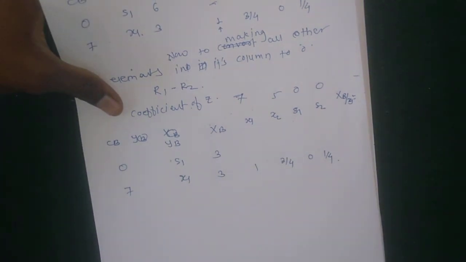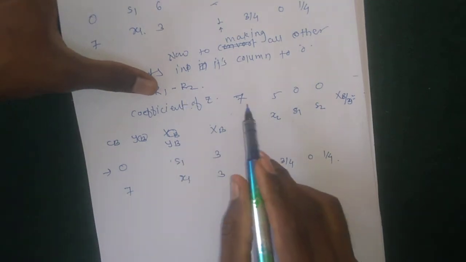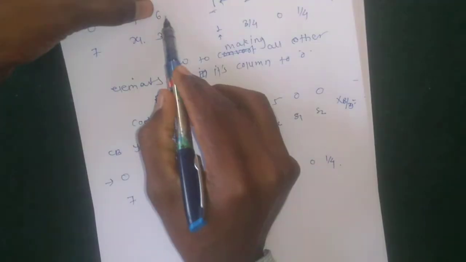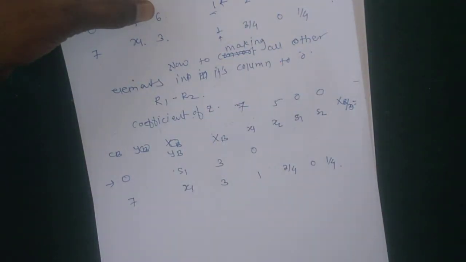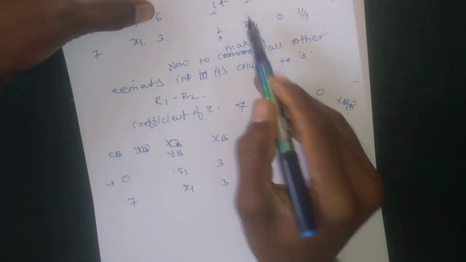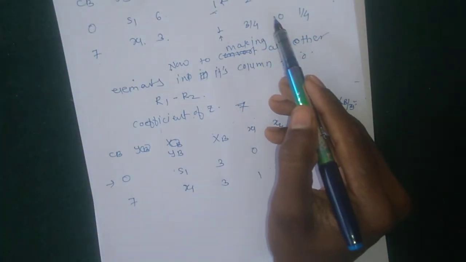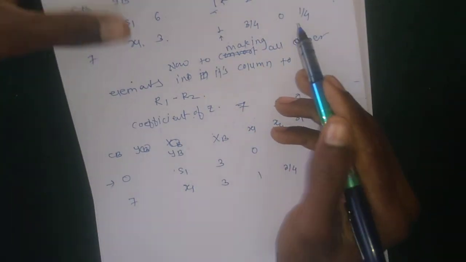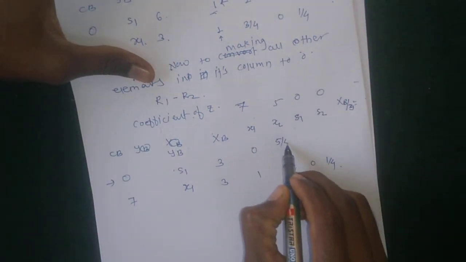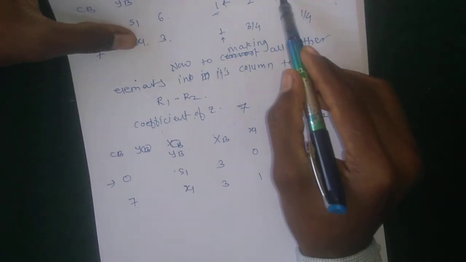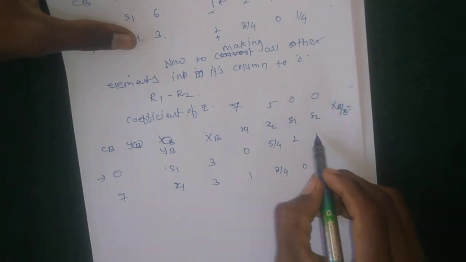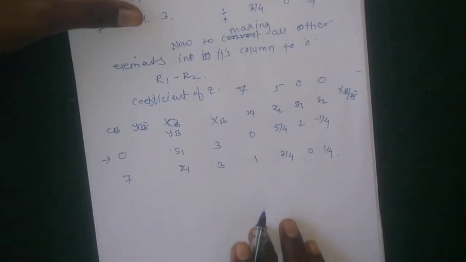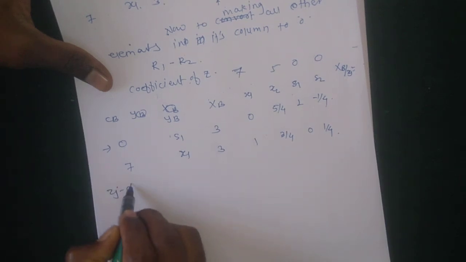So only operation on this first row, r1 minus r2. r1 is 6 minus 3, 1 minus 1, 0, 2 minus 3 by 4. Their value is 2 minus 3 by 4, means 8 minus 3, 8 minus 3 is 5 by 4. Then 1 minus 0 is 1 as it is. Then 0 minus 1 by 4 is minus 1 by 4. Okay, now to calculate zj minus cj again.